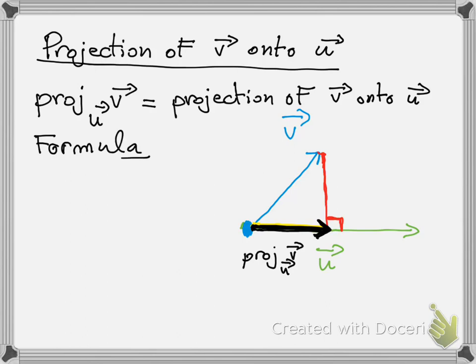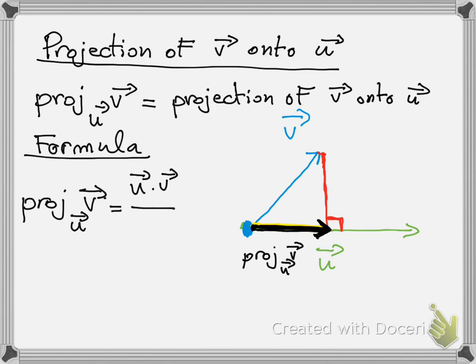So the formula is the following. Projection of v onto u is equal to u dot v, that's a number, over the length of u square, that's another number, so this is just a number, times the vector u.